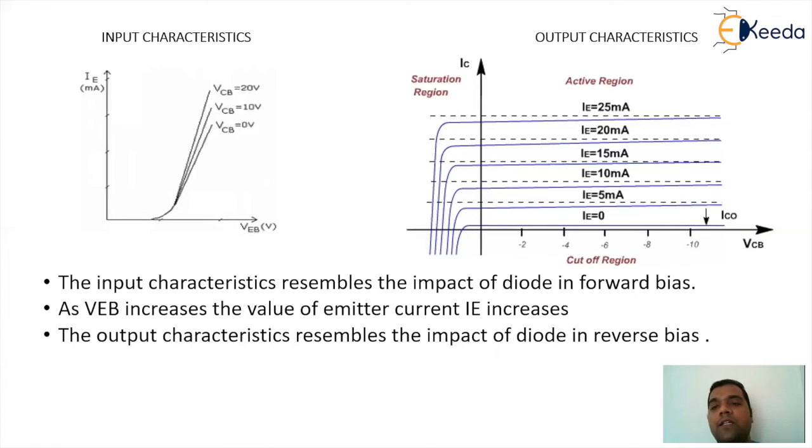And when we see IC versus VCB, for every rise in IE, you are getting a rise in IC. As soon as the value of VCB rises, you will find that IC is almost constant for that particular value. But whenever IE increases, the value of IC increases. So this basically resembles the impact of a diode under reverse bias. So this is the small understanding regarding the introduction for the BJT device and the common base configuration. Thank you.